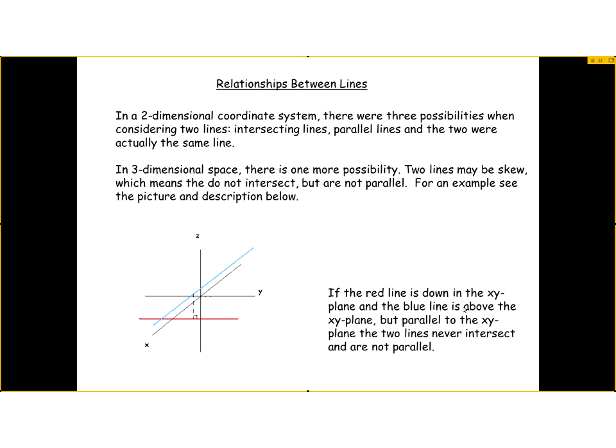Relation between lines. If the red line is down in the XY plane and the blue line is above the XY plane but parallel to the XY plane, the two lines never intersect and are not parallel.